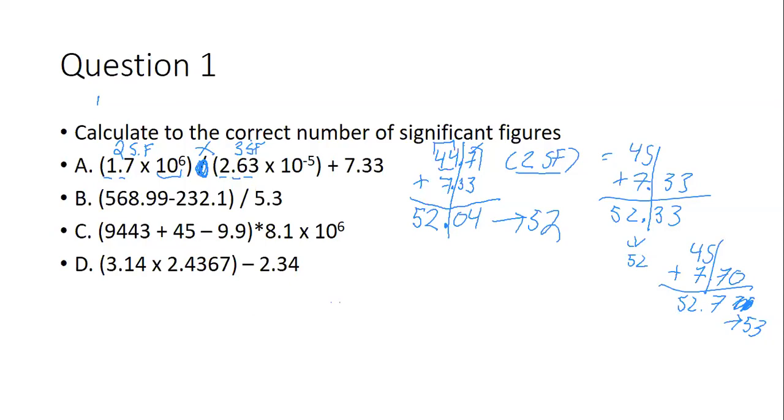So the decimals only count if it's an entirely addition or subtraction equation. No, the decimals always count. Let me rephrase that, because the way I just said it is not correct. You have to be aware of how many sig figs you got. That's why in 44.71 I wrote 2 sig figs after it.